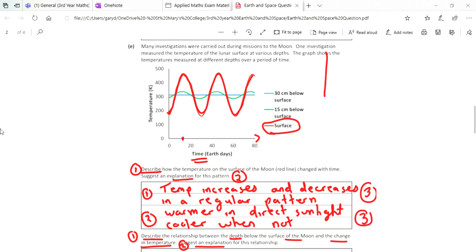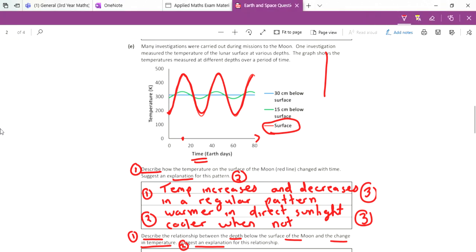Well, what's the difference when we go deeper and deeper below the surface of the Moon? So on the surface we have this red line, but as we go 15 centimeters below the surface of the Moon, or 30 centimeters below the surface of the Moon, you can see that the line doesn't go up and down as much. So that's our description of what's happening.